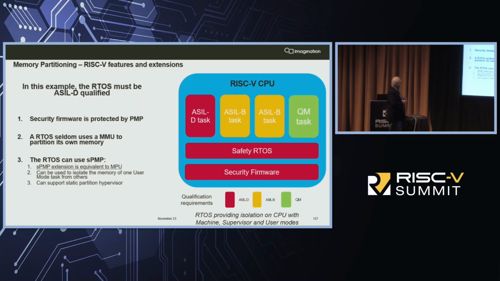But if we can, let's make sure that we don't have to also force an ASIL-D certification on top of the other tasks. So what we do is we use PMP, the PMP architecture, in order to protect the security firmware. Then from there, we know that, for example, an RTOS usually does not use an MMU to partition the memory. We use the extension, the SPMP extension. That SPMP extension actually delivers functions which are very similar, equivalent to an MPU. So we can then isolate memory between the various tasks. We can deliver that level of isolation that enables us to actually meet the requirements of ASIL-D versus ASIL-B versus a regular execution environment. We get that static partition from the security firmware, which operates here as a hypervisor. Okay?